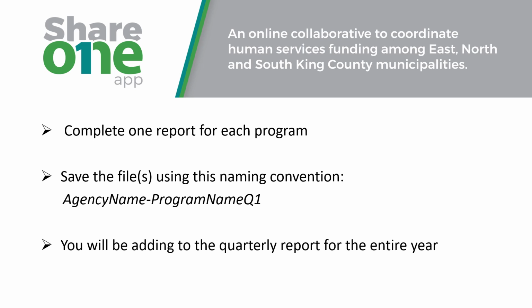Okay, you've finished your quarterly report. Please make sure to complete one report for each program you have. Name the file as agency name, program name, and then the quarter. You'll be adding to the quarterly report for the rest of the year.